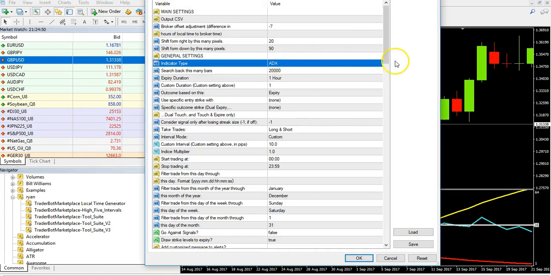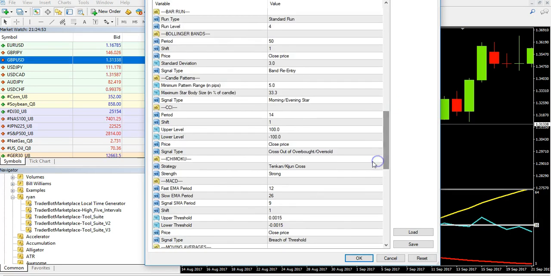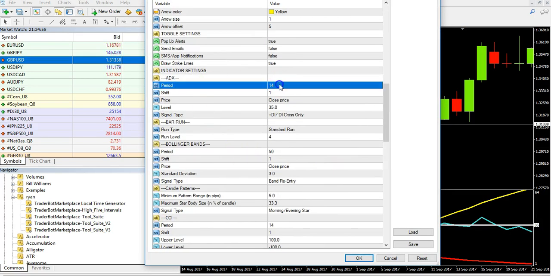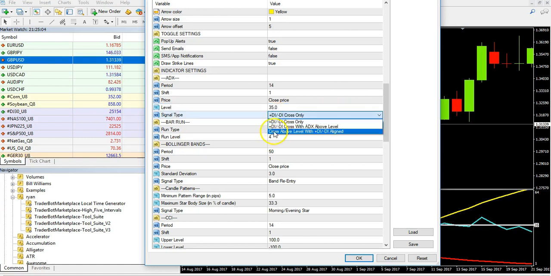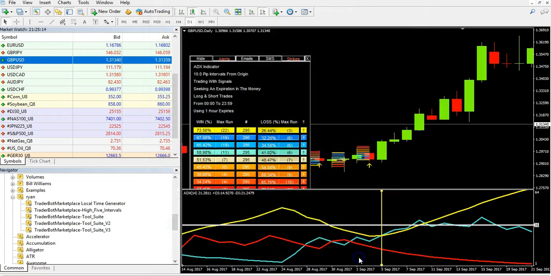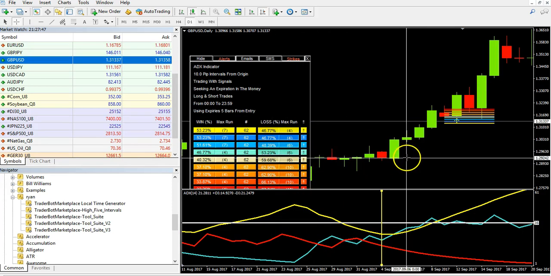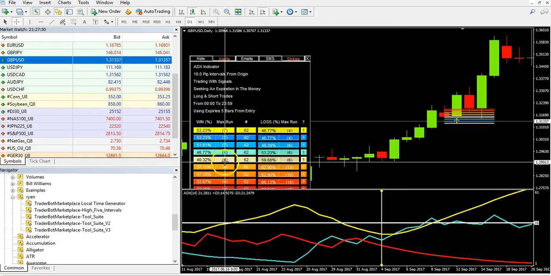The default is ADX, and if you scroll down, the default is 14 period. The level is 35, which is the same as the 35 level here. And we're going to look at a cross above the 35 level, with the negative DI and the positive DI aligned. Now, if we do this and we overlay it, hang on. Okay, there we go. I got the settings all set up.